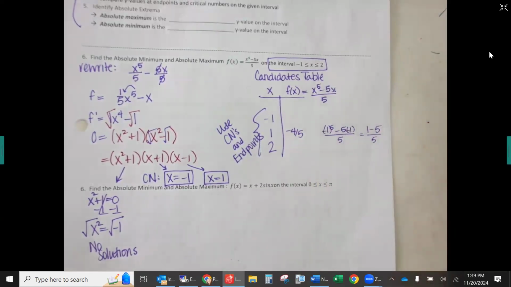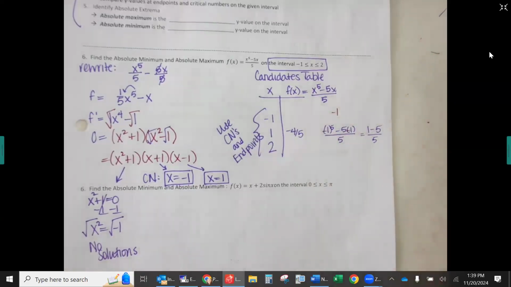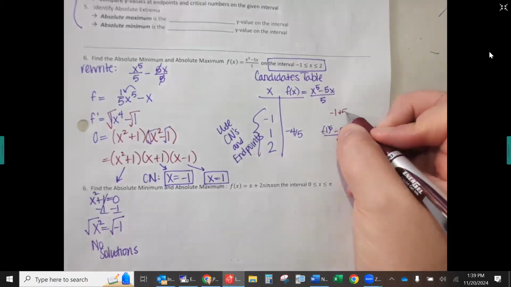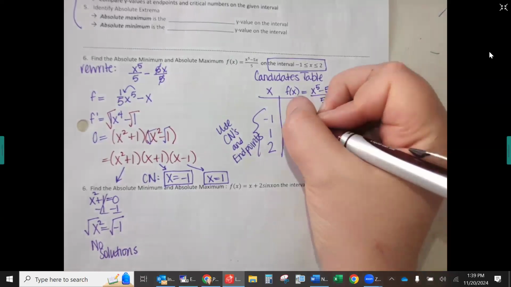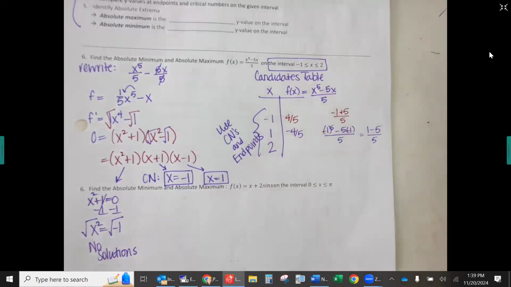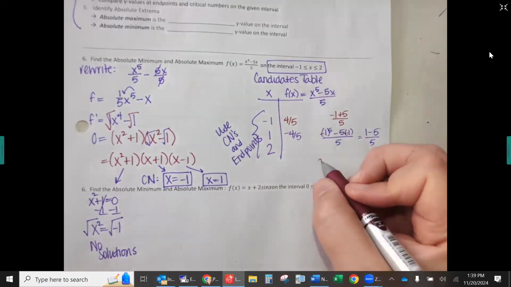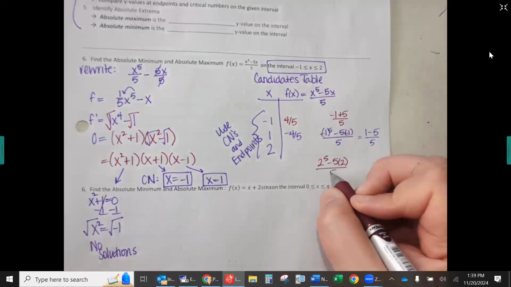Now, to be a little lazy, I'm just going to put negatives on this. So now it's not 1 to the 5th, it's -1 to the 5th. How's that going to come out? -1. And then what happens when I do a -1 times a -5? Now it's a +5. And -1 plus 5 is going to give me 4/5. Okay, last number that we need to plug in is our 2. So it's going to be 2 to the 5th minus 5 times 2 over 5.